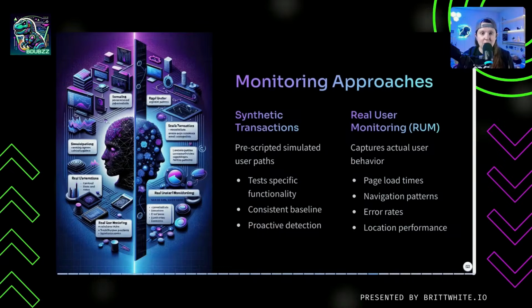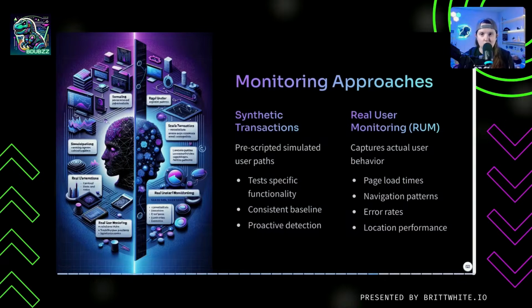Synthetic transactions are pre-scripted simulated user paths that test specific functionality. They work like automated robots, running through login flows, checkout processes, and critical business transactions to verify that core features still operate correctly. Real user monitoring, or RUM, captures actual user behavior in real time. It tracks important metrics like page load times, navigation patterns, error rates, and performance across different locations, providing genuine insights into how users interact with our systems.